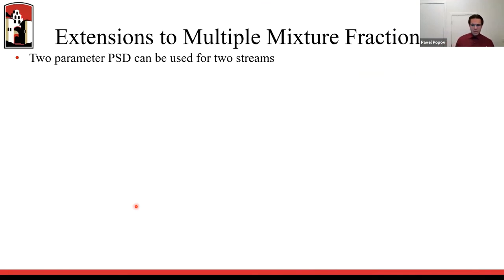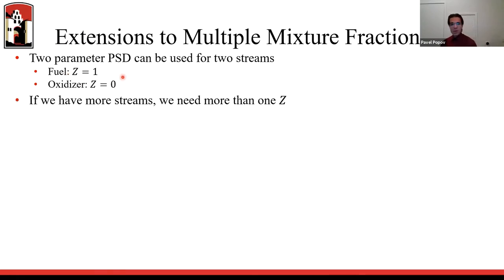Okay, so let me breeze through extensions to multiple mixture fractions. Here we'll focus on the single mixture fraction case. So the two-parameter probability space diffusion distribution can be used for a combustion case which has two streams, fuel and oxidizer. And we can say, for example, that the fuel is z equal to one, the oxidizer is z equal to zero. However, if our combustor had more streams, for example, if it had a fuel and an oxidizer and a pilot, and those streams were linearly independent, we would need to model that case with more than one mixture fraction.